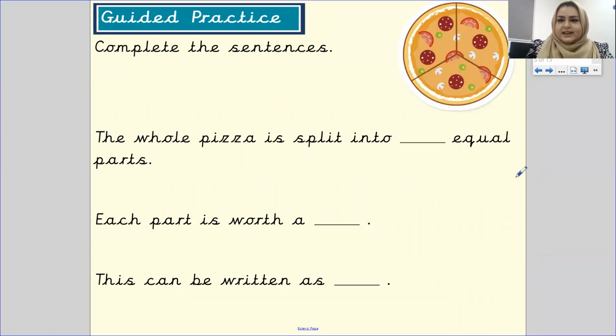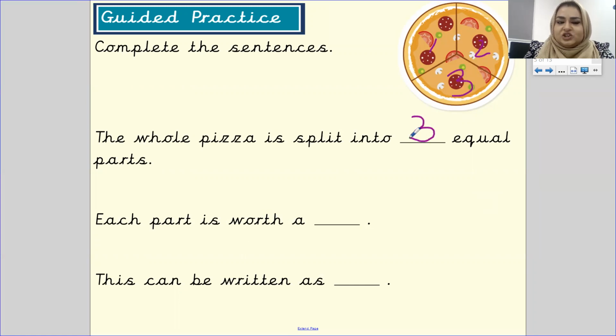So I've got a pizza here and it's split into equal parts. Now, the whole pizza is split into something equal parts. Can you write down on your mini whiteboards how many equal parts it's split into? Fantastic. 3. 1, 2, 3. So split into 3 equal parts.